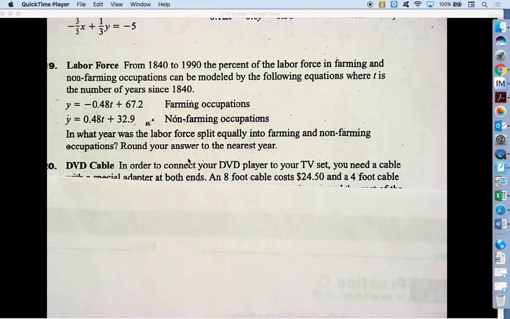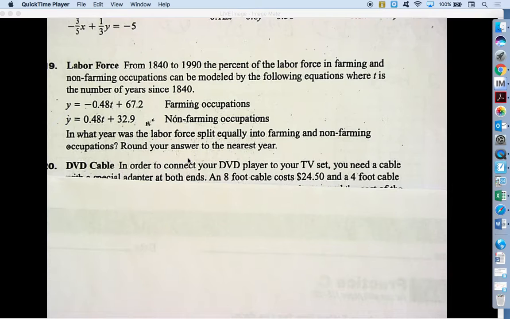So the first one represents the farming occupations. You can see this one's negative because it's going to decline. There's going to be a lower amount of farmers because land is being developed. Non-farming occupations increase because if you're losing farming jobs, then that means buildings are being created, economies are growing, and we don't rely on that as much anymore.